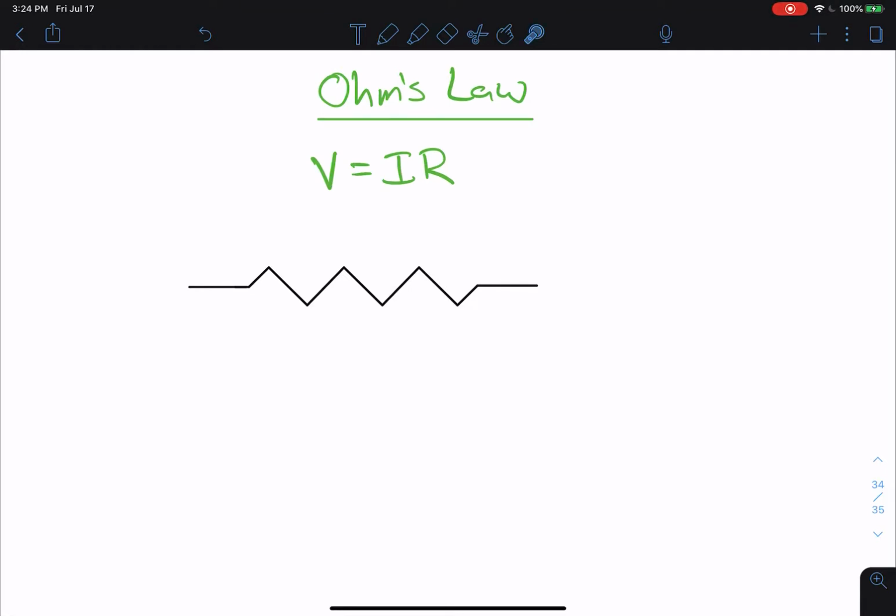We've got V, the voltage. This is the voltage drop across the resistor. I'm going to explain that in more detail in just a moment. I is the current through the resistor, and R is the resistance of the resistor.